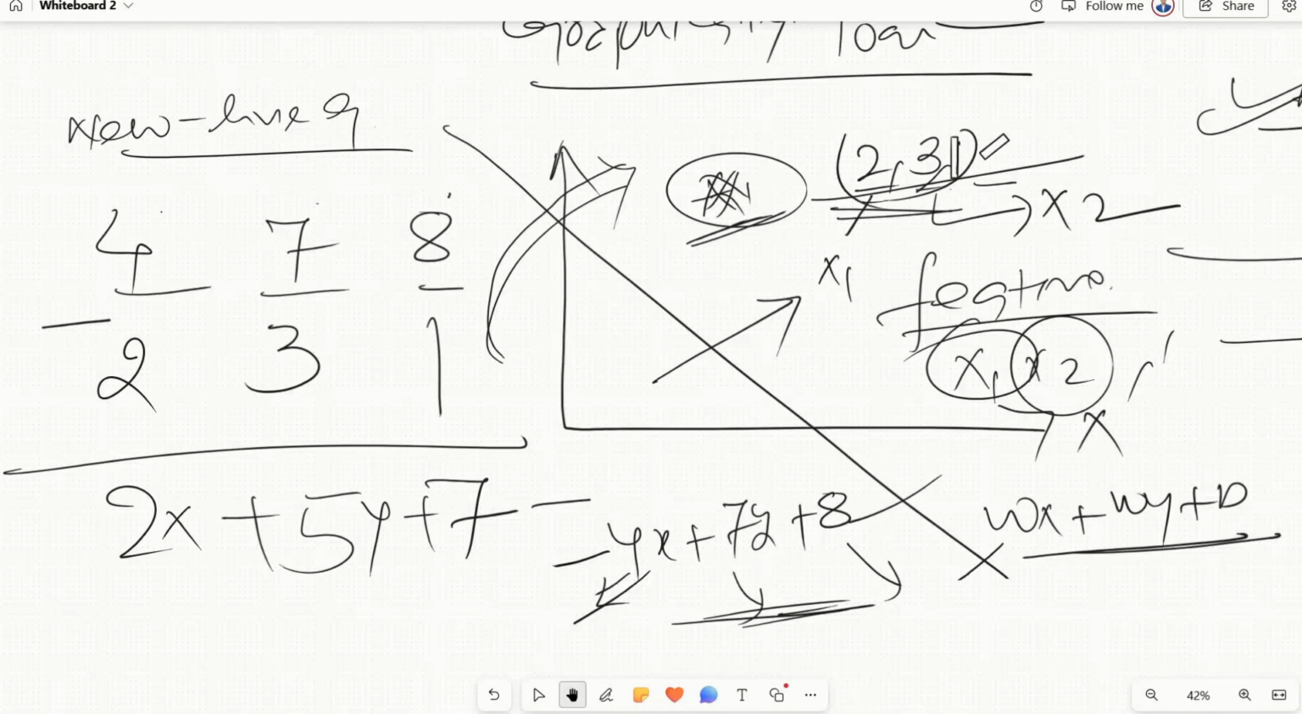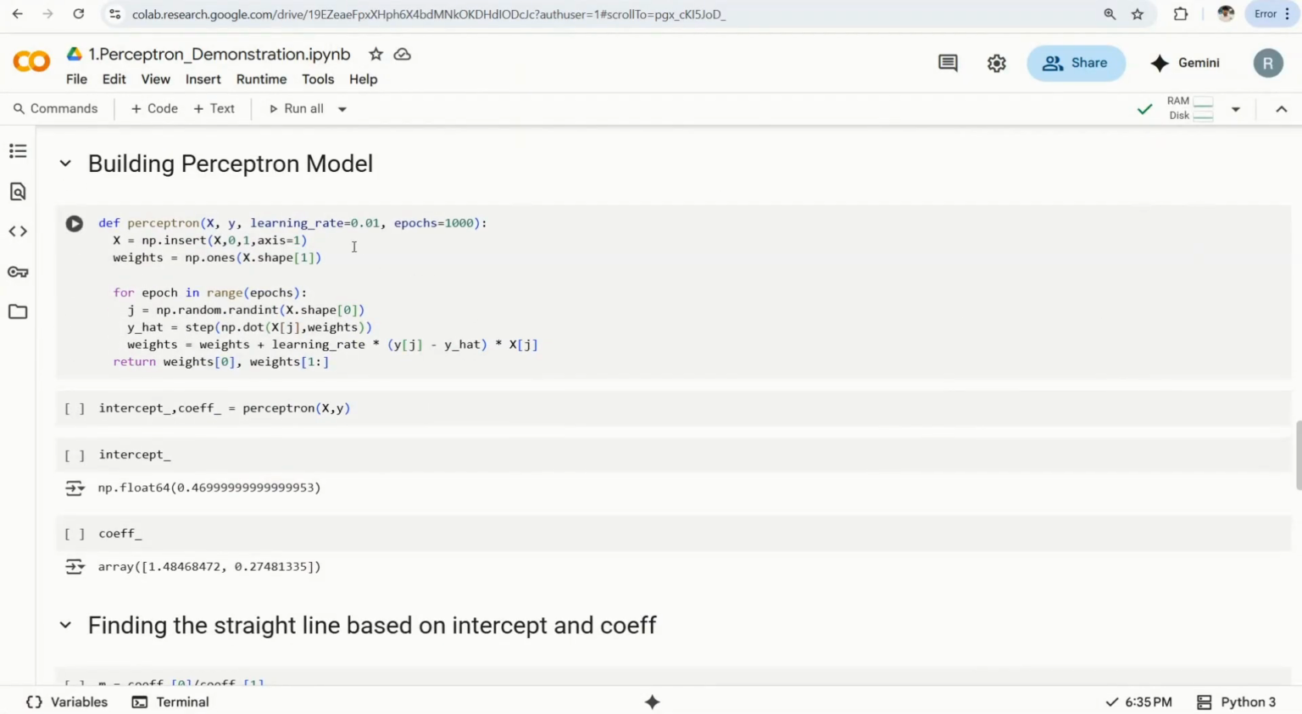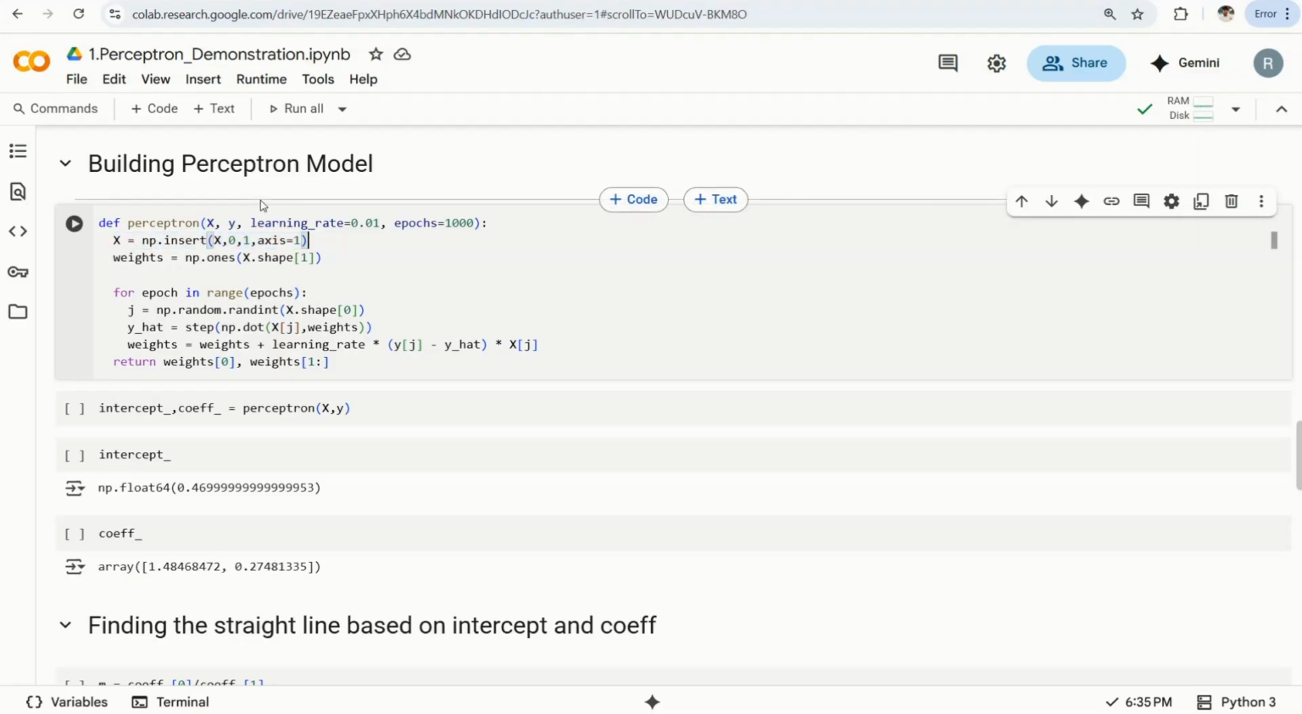So here let me go back. We are inserting at the 0 column, we're inserting 1. Axis 1 means vertically, I'm adding 1 here. My x before insertion has 2 columns. After insertion, x will become 3 columns. The first column will be 1, and after that the second and third columns. So this will become x.